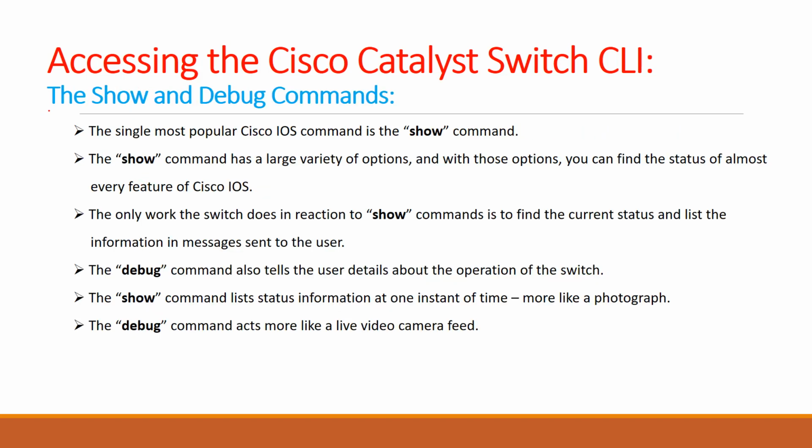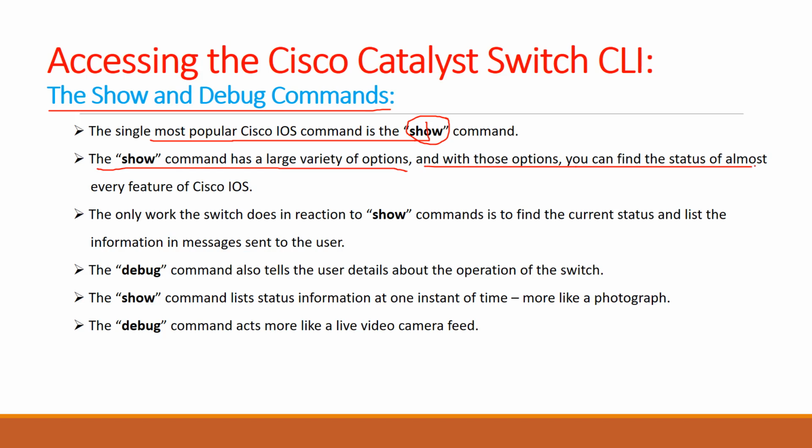Now let's discuss the show and debug commands. These two commands are the most popular Cisco IOS commands. Debug is also a famous, popular command, but the most popular one is show. You will use it every day if you are doing your work or you are in a lab. The show command has a large variety of options, and with those options you can find the status of almost every feature of Cisco IOS.